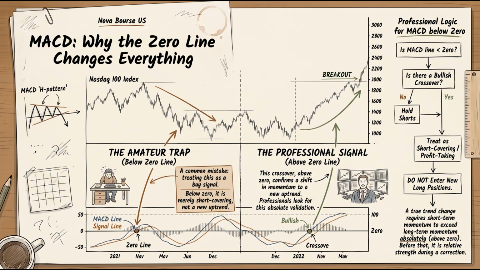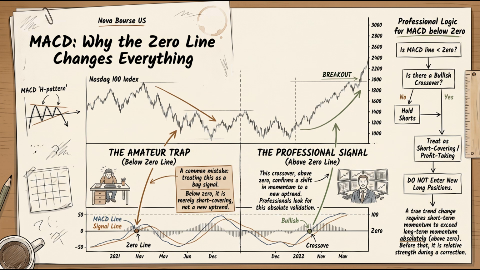In reality, it is just short covering. When the MACD line crosses above its signal line, while both are still below zero, it just means the short-term exponential moving average is rising toward the long-term one. Professionals see this as a time for short sellers to take profits, not as a long entry.